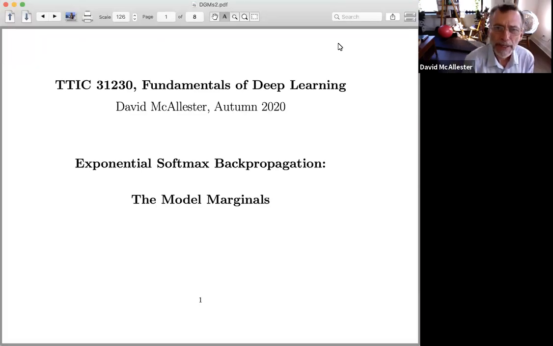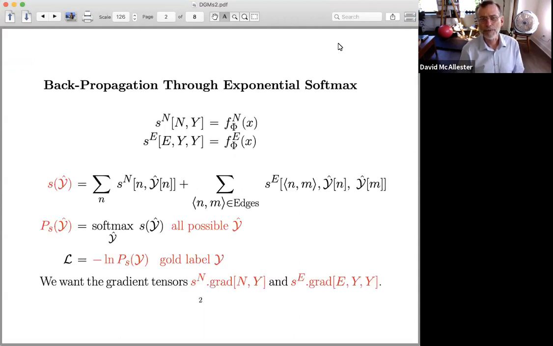Hello. In this unit, we're going to continue the discussion of deep graphical models, sometimes called energy-based models. And we're going to give an algorithm, a theorem that provides an algorithm for back propagating through this exponential sized softmax involved in these models. So let's start by reviewing where we were.